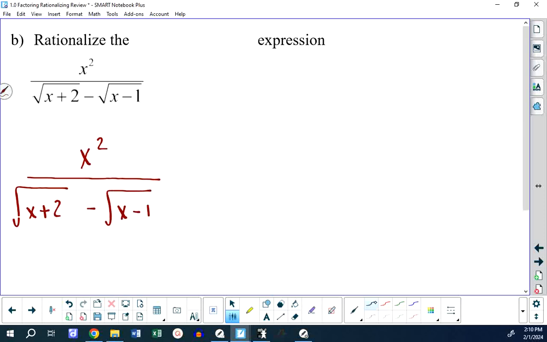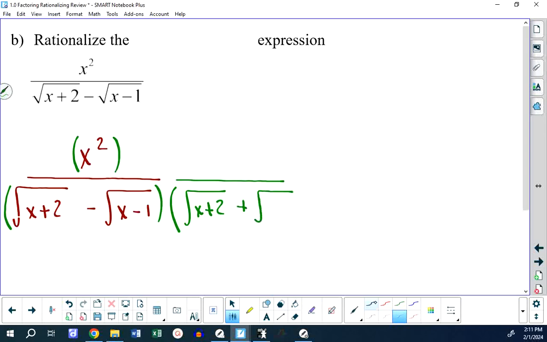It's interesting because I just caught myself in a bit of a lie that I told you earlier. I said we don't write roots. Well, you do if you're working with rationalizations, right? We're not going to put these as exponents of a half when we're doing this kind of work. So I need to multiply the top and the bottom of this by the conjugate of the denominator, which would be root x plus 2 plus root x minus 1.